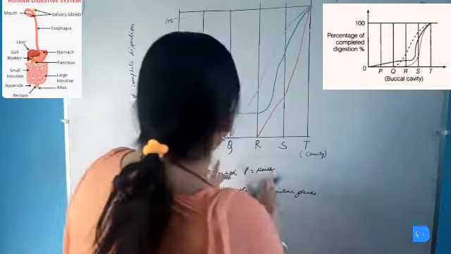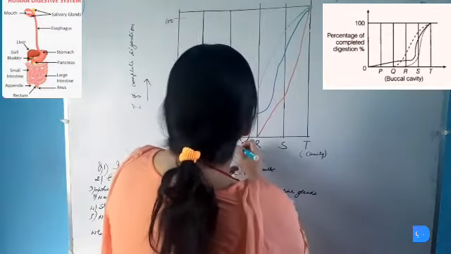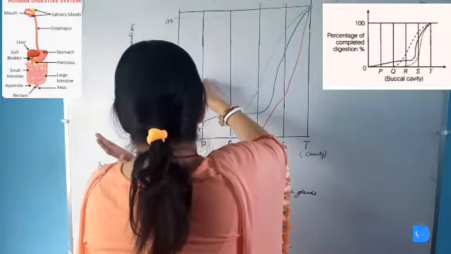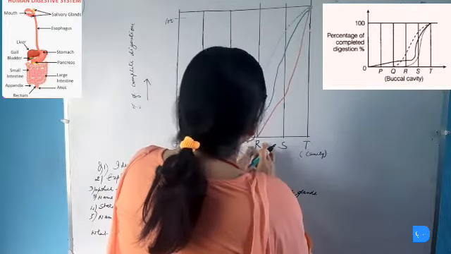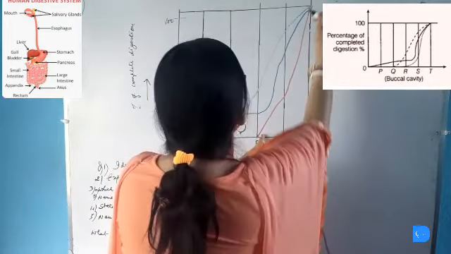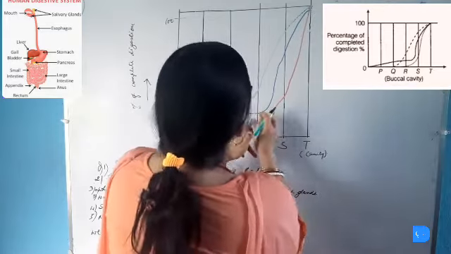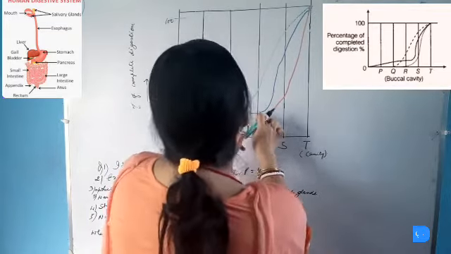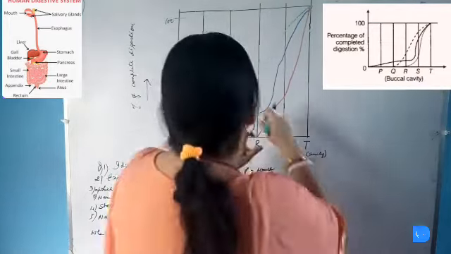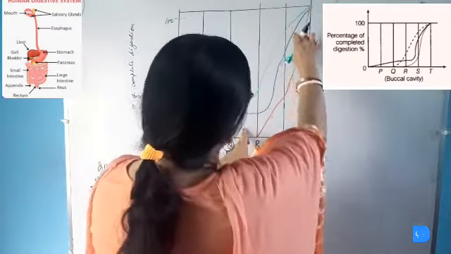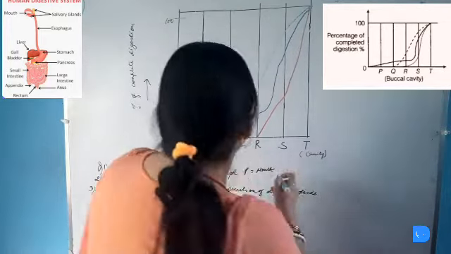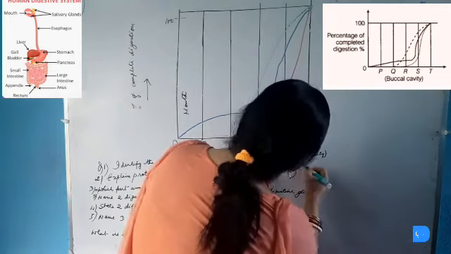So P is mouth. Q is the esophagus, so we will write mouth here, then it will be easy for us. And R is the stomach because from here the protein digestion has started. In this graph the carbohydrate digestion has become stable. We know that in the stomach there is no carbohydrate digestion, and emulsification of fat is taking place because of the presence of the enzyme gastric lipase in the stomach. So R is stomach.